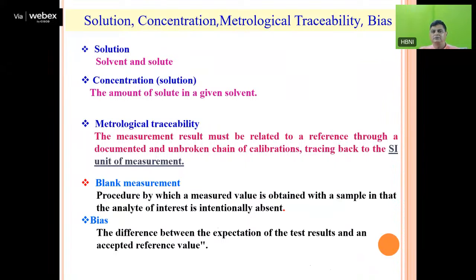Then bias. Sometimes there is a lot of bias. Bias arises from unintentional reasons, maybe your way of looking at the instrumentation or your way of processing. It is the difference between the expectation of the test results and the accepted reference value. As I told you, whenever we do any kind of measurement, we must measure the certified reference material or the standard reference material. That difference will be termed as a bias.